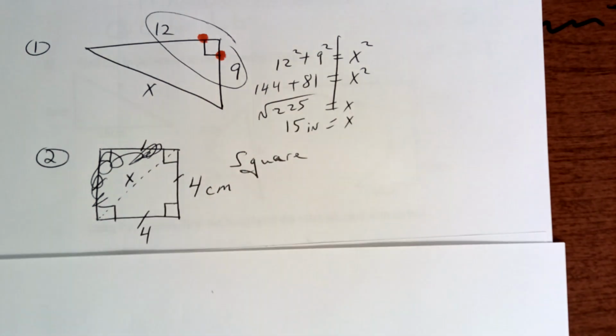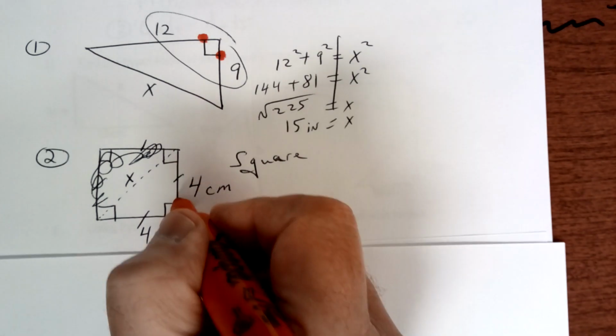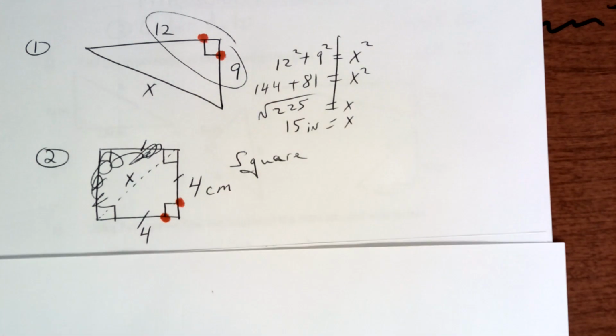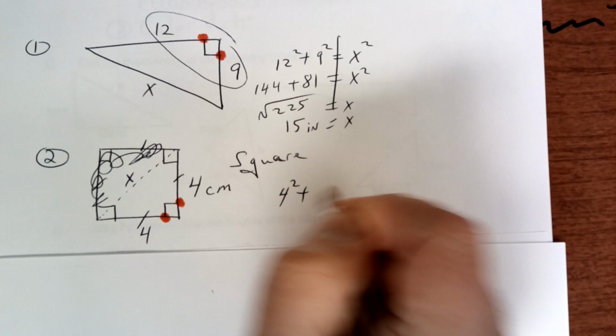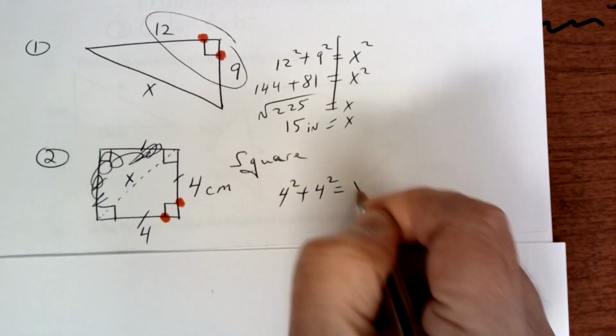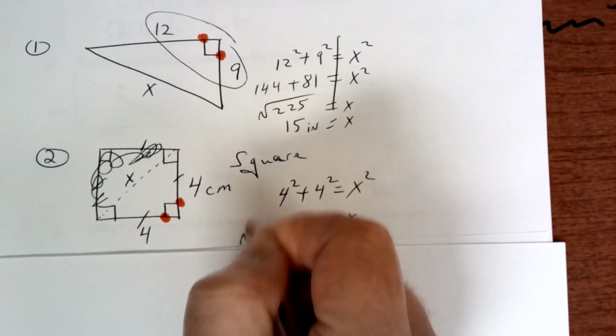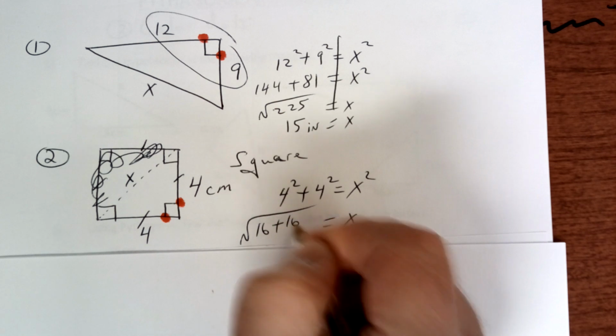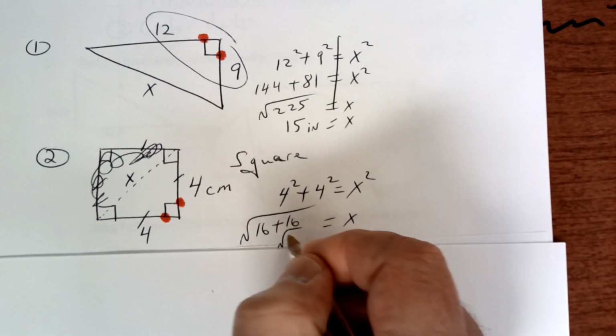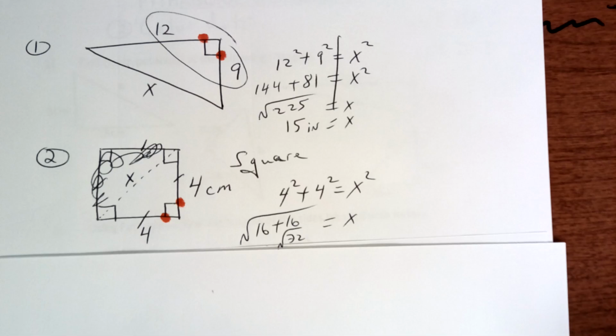Again, color the dots. So you're going to have 4 squared plus 4 squared is equal to x squared. X is going to be the square root of 16 plus 16, which is the square root of 32. Whatever that is, you can use your calculator on that.